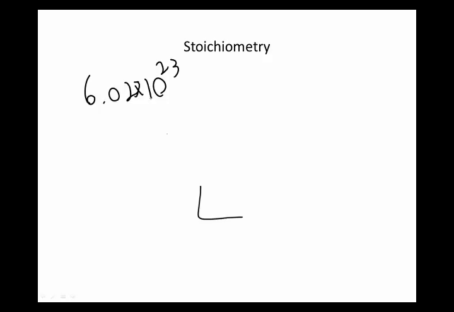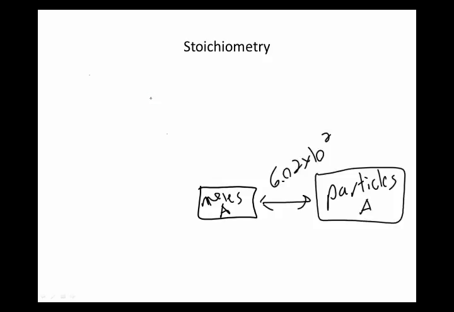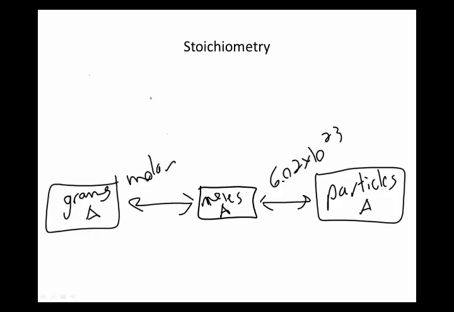So I'm going to draw a little map this way. Moles is in the center. Moles is sort of our linchpin to everything, moles of A. If I want to convert to particles of A, I need Avogadro's number, 6.02 times 10 to the 23rd. If I want to convert to grams, then I need the molar mass of A, whatever that is, which we find from the periodic table.